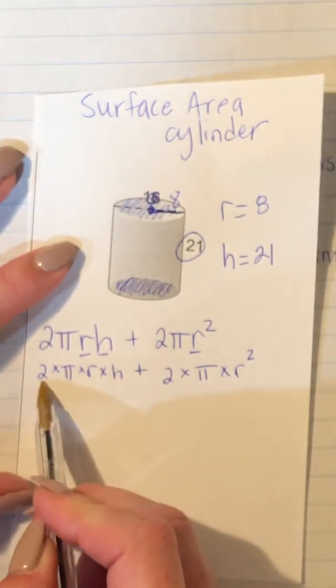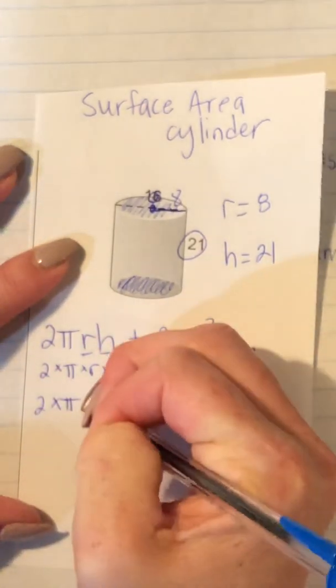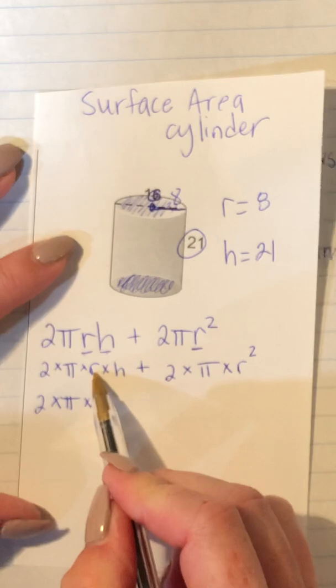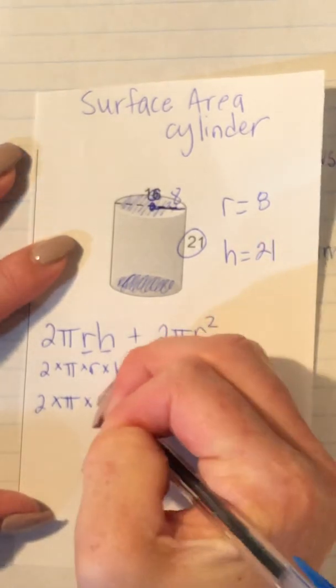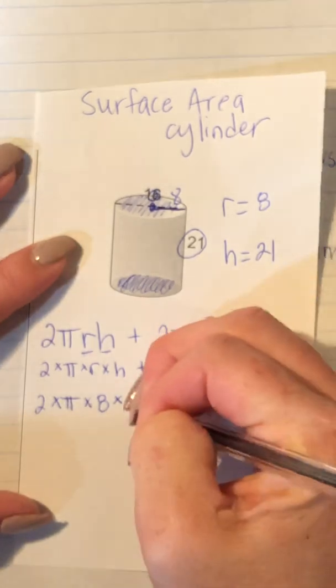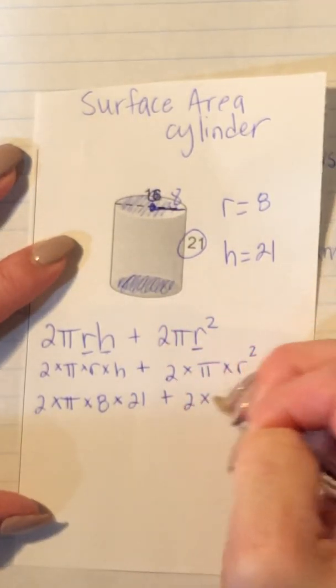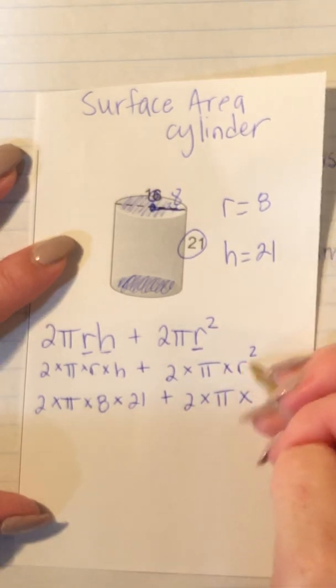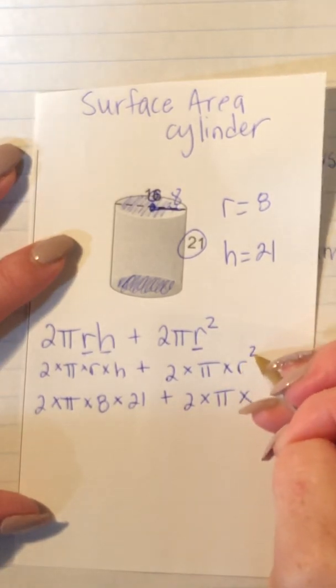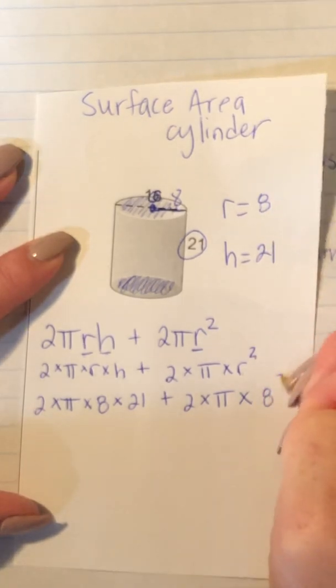So the formula says 2 times pi, so I literally write 2 times pi. Times, now I write my R. Well, my R was 8, times my H, my height, which was 21. Now my plus sign, 2 times pi, times my R again, but this time they want me to do my R to the second power. So 8 to the second power.